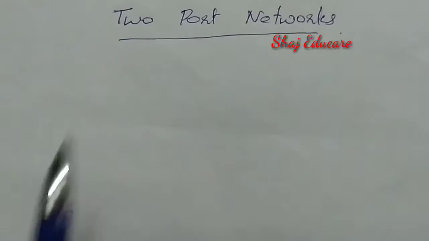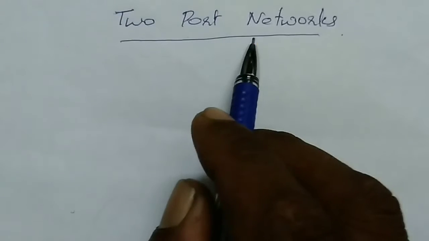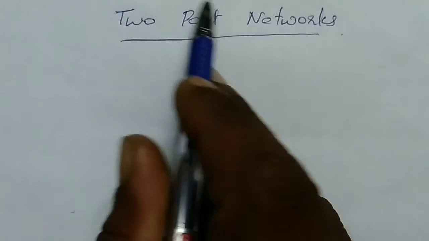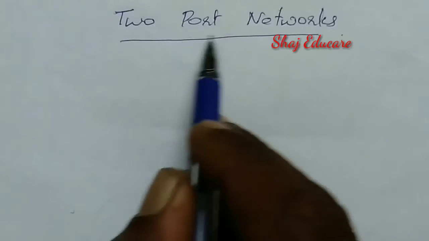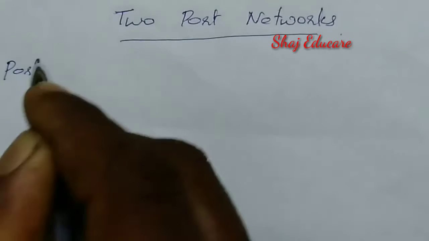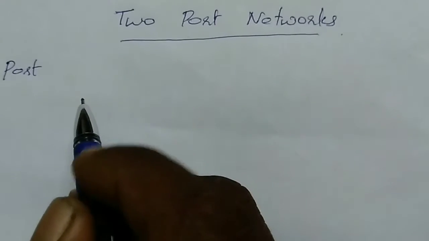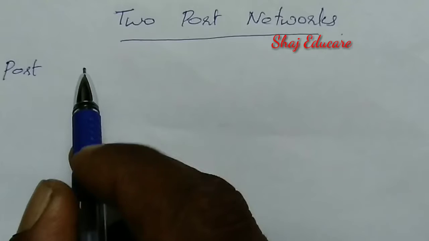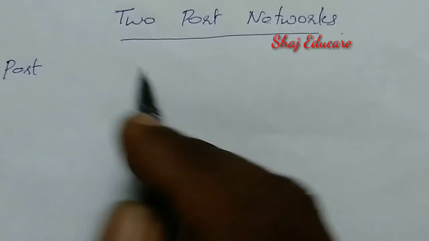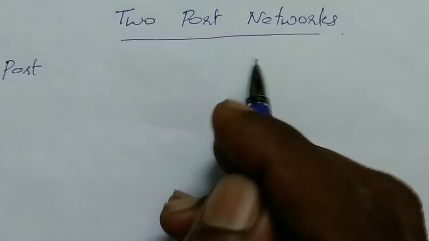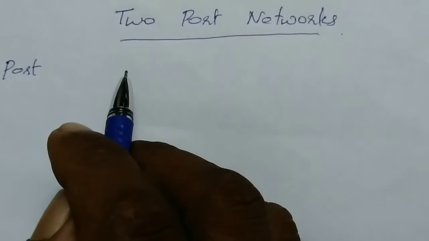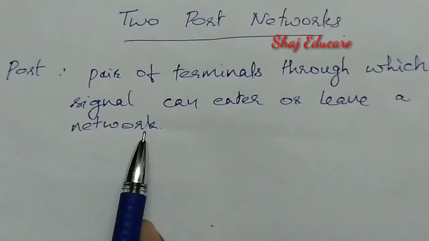Okay, now let us discuss two-port networks. First of all, we have to understand the meaning of the word port. A port is a pair of terminals through which a signal can enter into a network or go away from the network. So simply we can define a port like that.